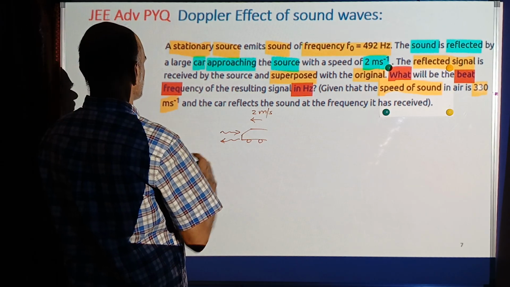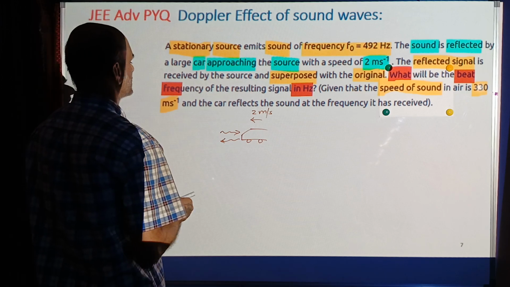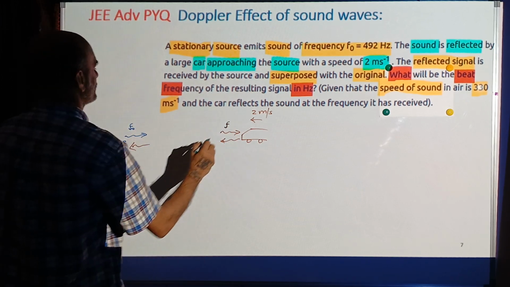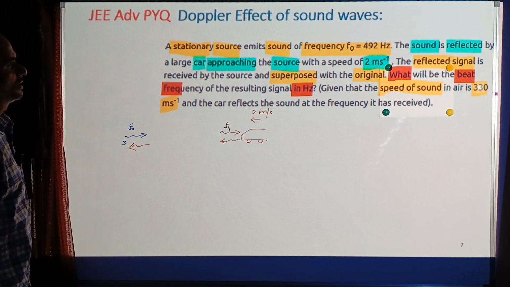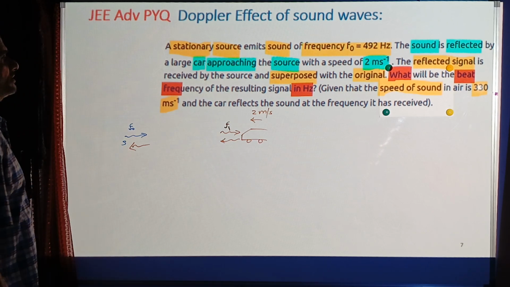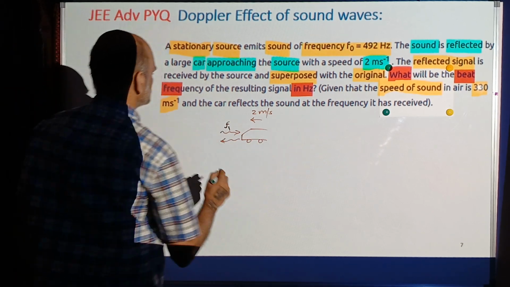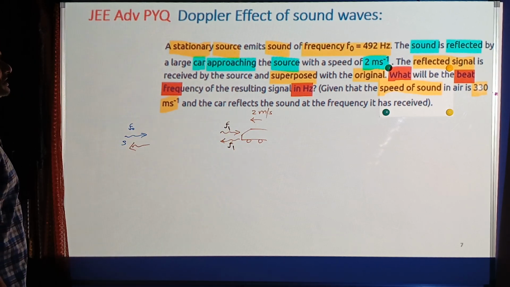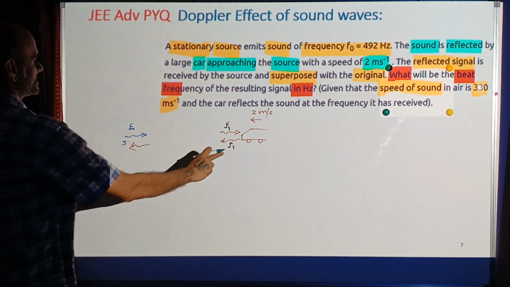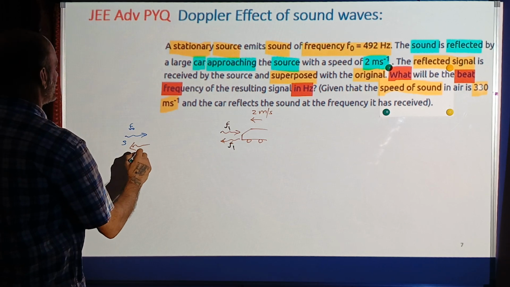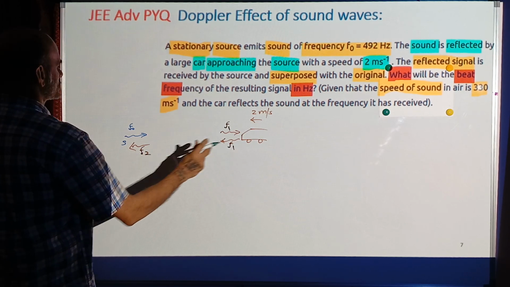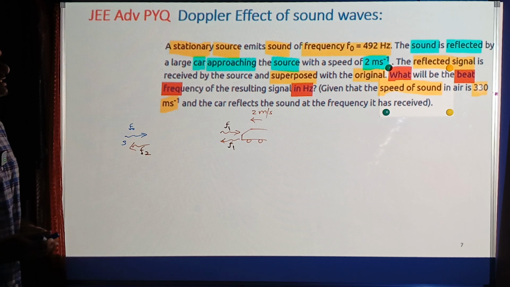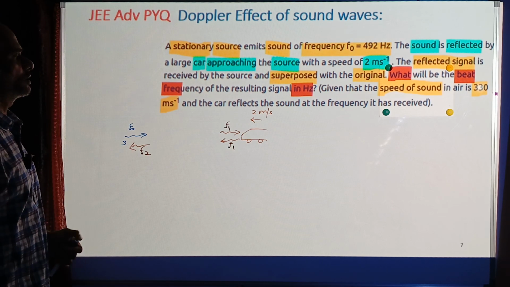When this sound reaches the car, since the observer is moving, the frequency will be different from F0. Let it be F1, and the car is reflecting at the same frequency. So the reflected frequency is also F1. There is no change in frequency because of reflection. But when this F1 frequency reaches the source, it will be different because the source of sound, which is the reflecting car, is moving.